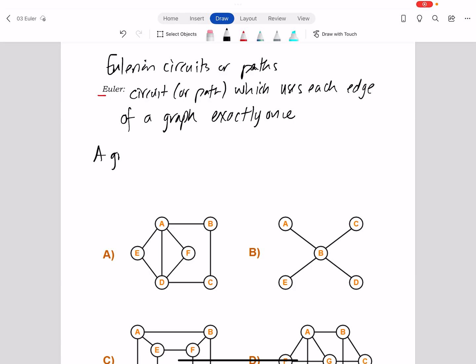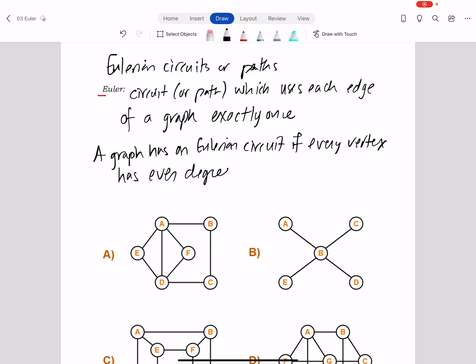So a graph has an Eulerian circuit if every vertex has even degree. It has an Eulerian path if at most two vertices have odd degree.